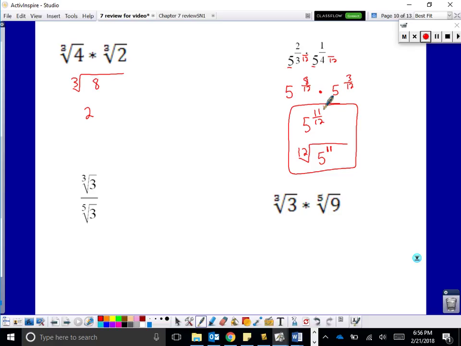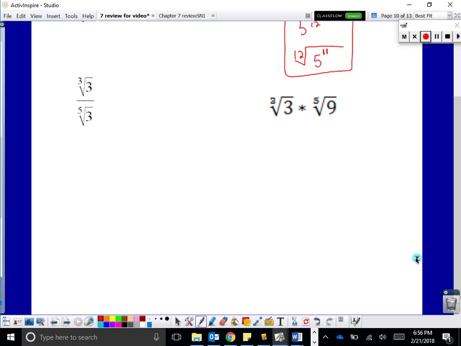Alrighty, we'll keep going here. I see on this one I've got cube root of 3 over the 5th root of 3. I have the same base, which means work with my exponents. Now, that's going to require us to rewrite this as 3 to the 1/3 over 3 to the 1/5. Since I have same base and I'm working with my exponents, my property tells me to subtract.